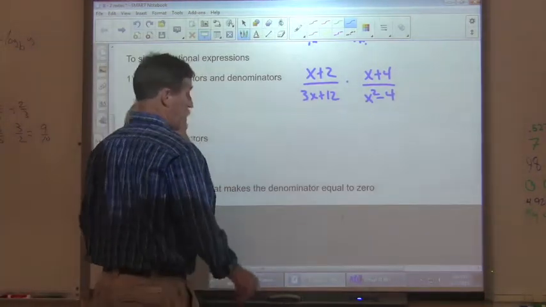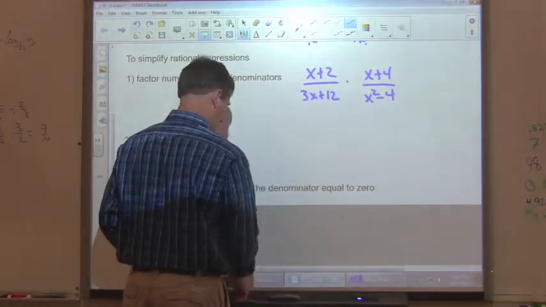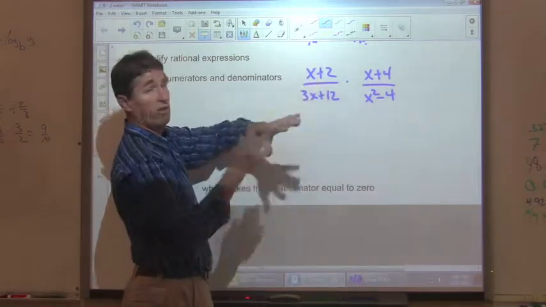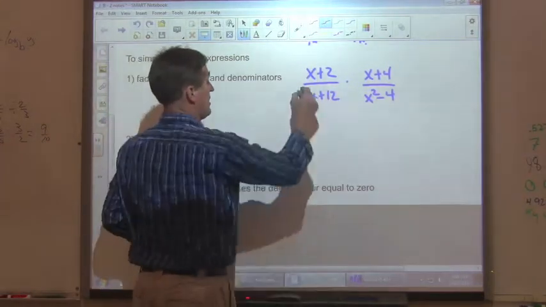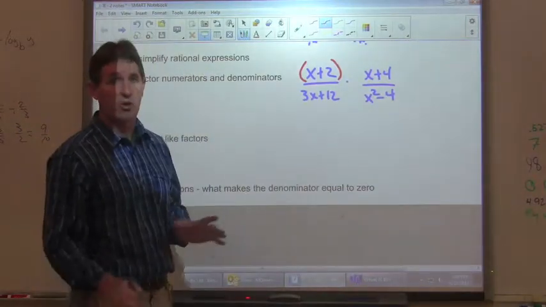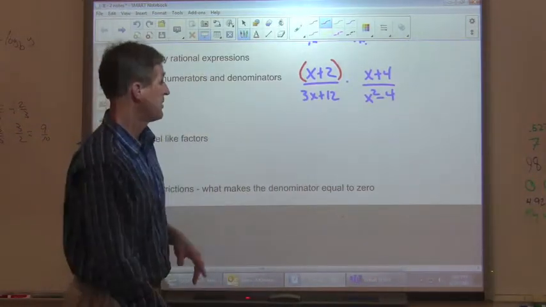Now, if you can't factor something, like in this case, I can't factor x plus 2. There's no greatest common factor. We can't do the x method unless it's a quadratic. So if you can't factor it, my advice is put it in parentheses. You can only cancel if you cancel the whole thing.